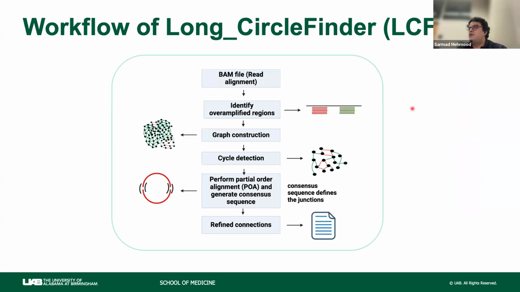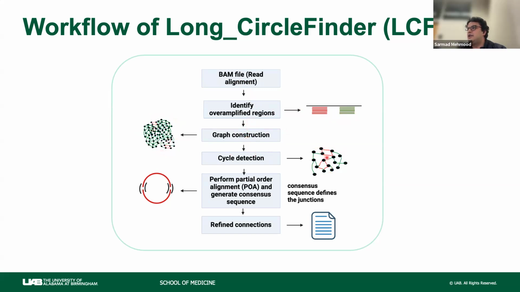Coming to the workflow of Long Circle Finder, we start with mapping the long-read sequencing data to the reference genome, followed by identification of overamplified regions, which are the regions having more coverage as compared to the background. In the next step, we construct a graph for these amplified regions, connecting them together by depth first search.